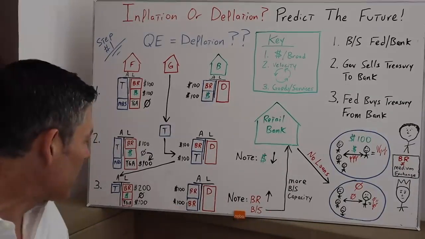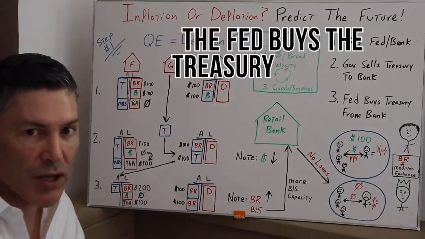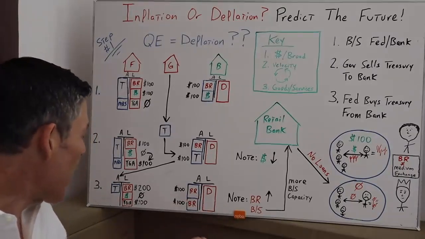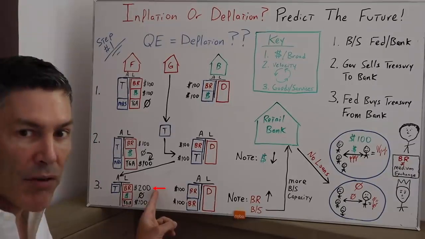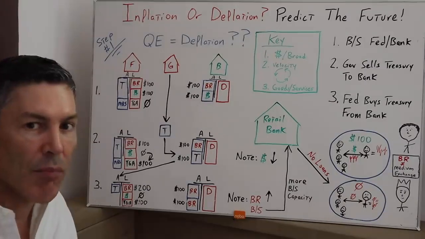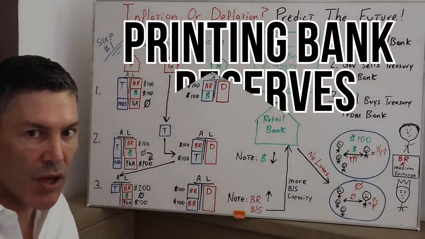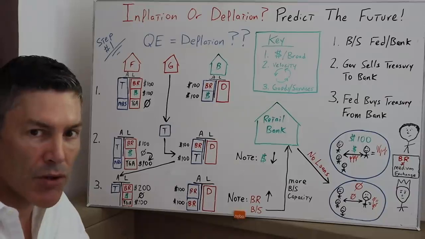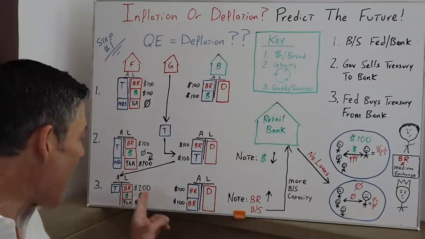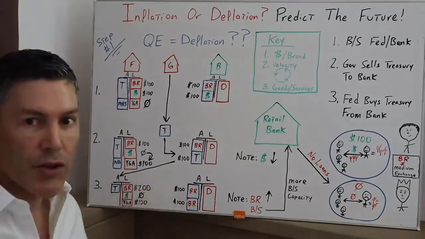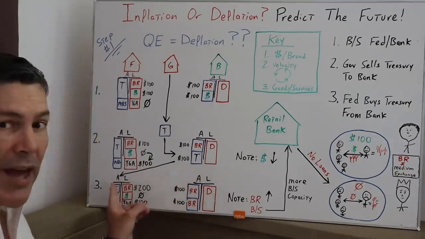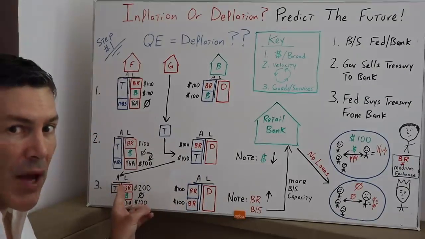Well, what happens next? The Fed buys the treasury from the bank. So how does the balance sheet change then? Now what we have is $200 in bank reserves. So this is where the Fed, quote unquote, prints money. They're not really printing money, they're printing bank reserves. So to buy the treasuries from the commercial bank, the Fed prints up $100 of bank reserves and adds it to their account. The treasuries then go from the asset side of the bank's balance sheet over to the asset side of the Fed's balance sheet.